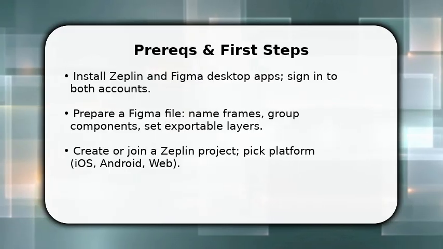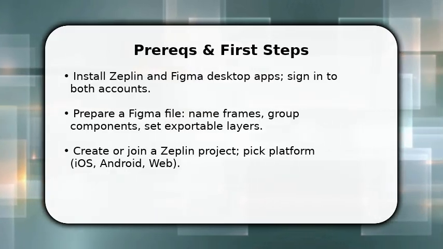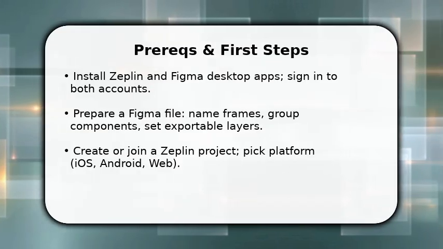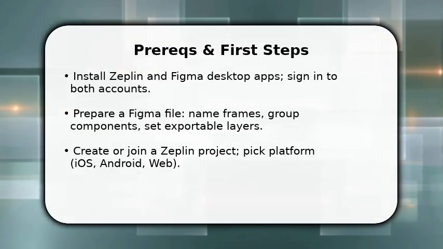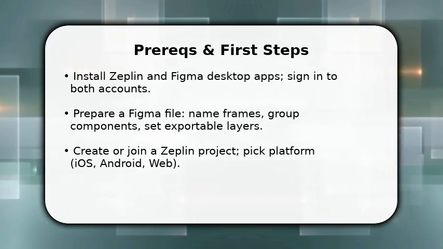Now export a selected frame from Figma using the Zeplin plugin. This is the first actionable step. Make sure artboards are named clearly so styles and assets map cleanly into Zeplin.